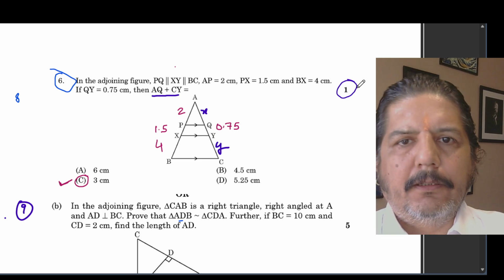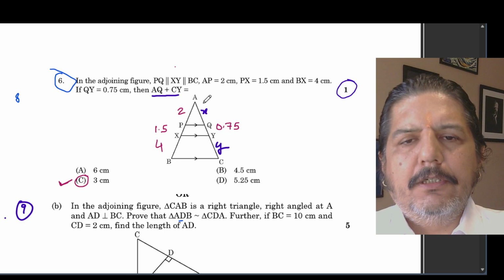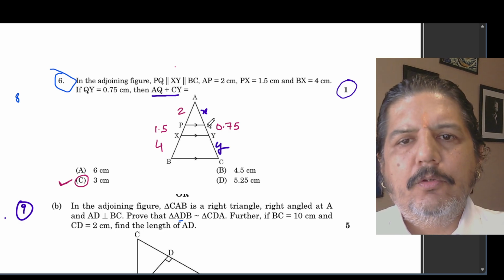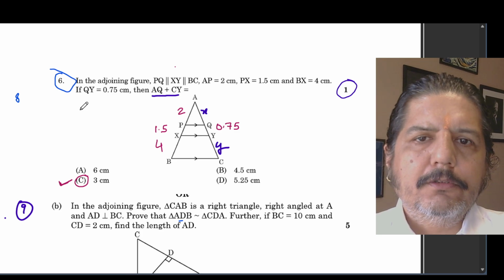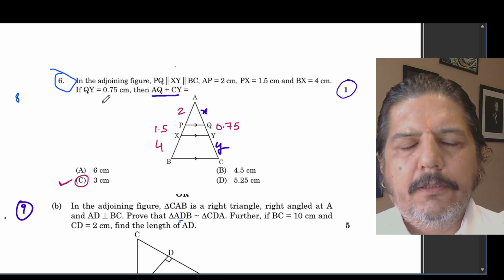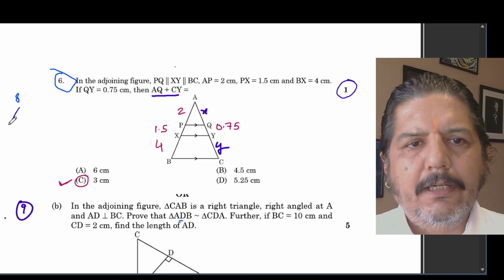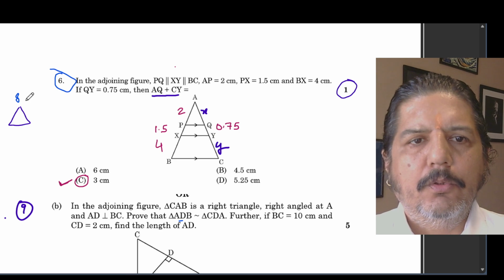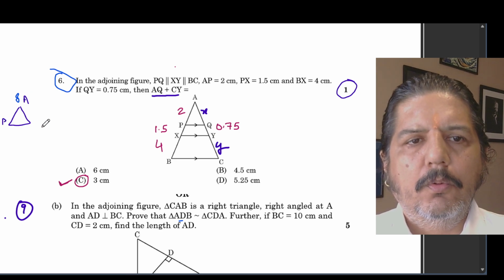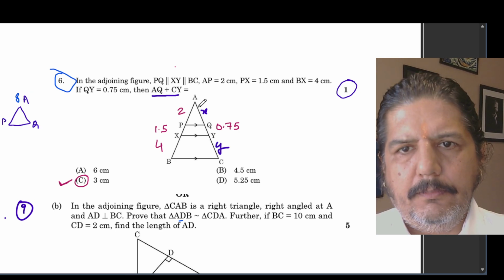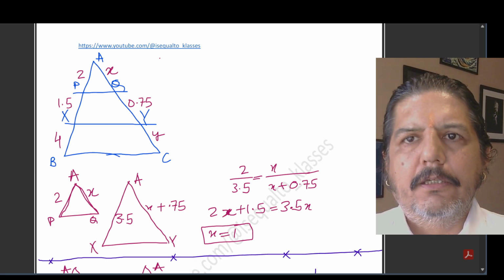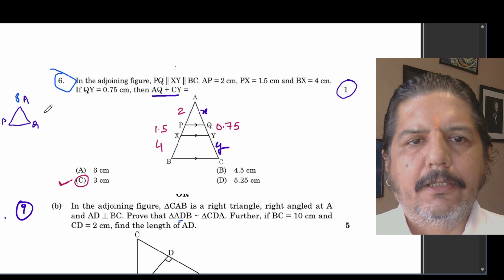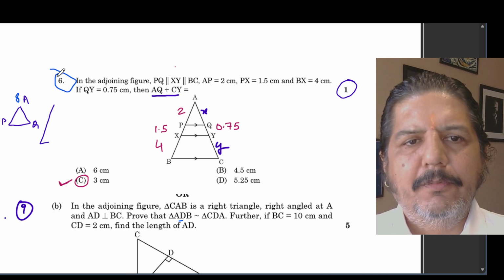So let's start. Now, how I'll do this question is basically I'll assume that AQ is equal to x and CY is equal to y. This is how I'll start the question, and then I'll tell you the path forward. I'll first start with two triangles. So my two triangles would be APQ and AXY. These would be the two triangles I will be starting with.